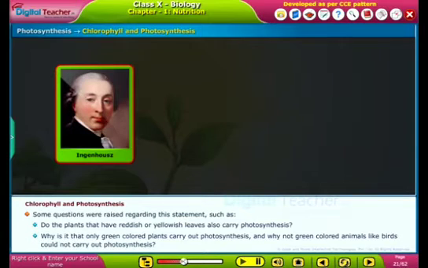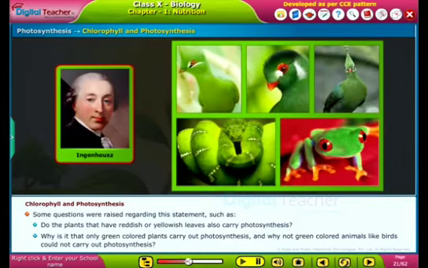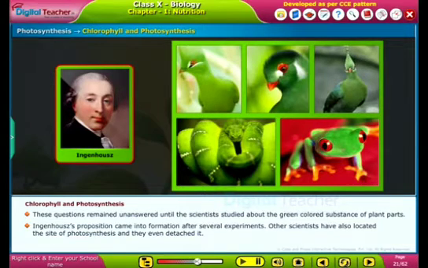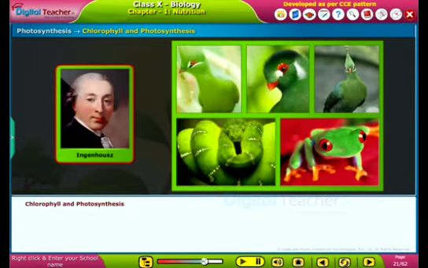Why is it that only green-colored plants carry out photosynthesis, and why could green-colored animals like birds not carry out photosynthesis? These questions remained unanswered until the scientists studied the green-colored substance of plant parts. Ingenhousz's proposition came into formation after several experiments. Other scientists have also located the site of photosynthesis and they even detached it.